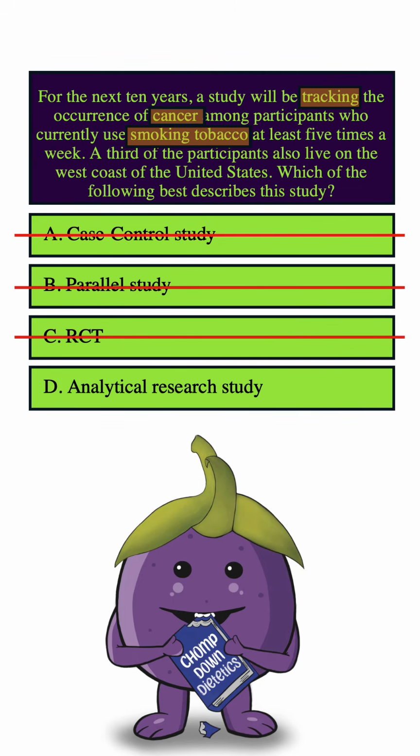All we have is analytical research study, and technically, cohort studies are classified as analytical studies, so even though D doesn't list cohort study as the specific answer, it does say analytical research study, the general answer. Considering all of the answer choices, it's the best one listed, and it is indeed the correct answer.